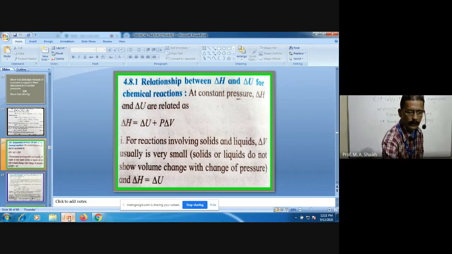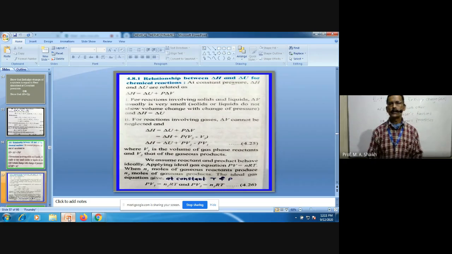Now, we'll go to the next slide. The other possibility is that reactants and products are in gaseous state. Suppose our system is a gaseous reaction. Reactants and products are in the gaseous state. When reactants and products are in gaseous state, at that time the change in volume, that is delta V, is very large. It is considerable. We cannot neglect delta V or change in volume. If this is the case, then we have to see what is the relation between delta H and delta U.